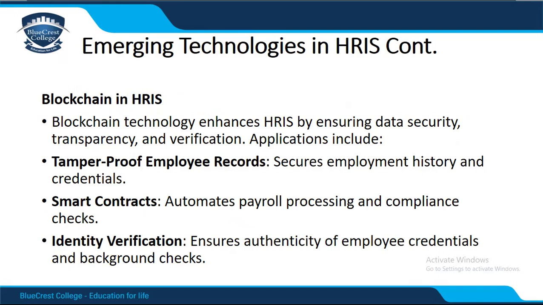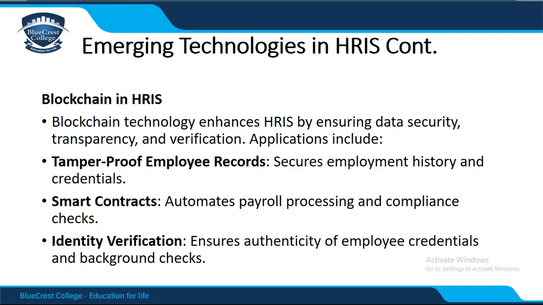Then you have blockchain. What blockchain does is to enhance HRIS by ensuring that there's data security, transparency, and verification. So you can have tamper-proof employee records, where no one is able to amend or work on people's documents without their knowing. No one will be able to delete things that should not be taken out, or add things which are not supposed to be added. Basically, you are ensuring that the information you have kept has the integrity you are looking for, and has not been tampered with.